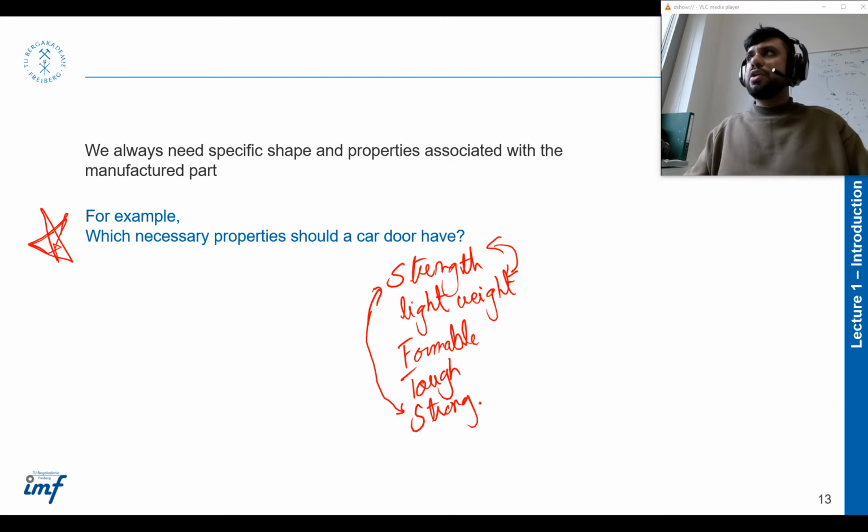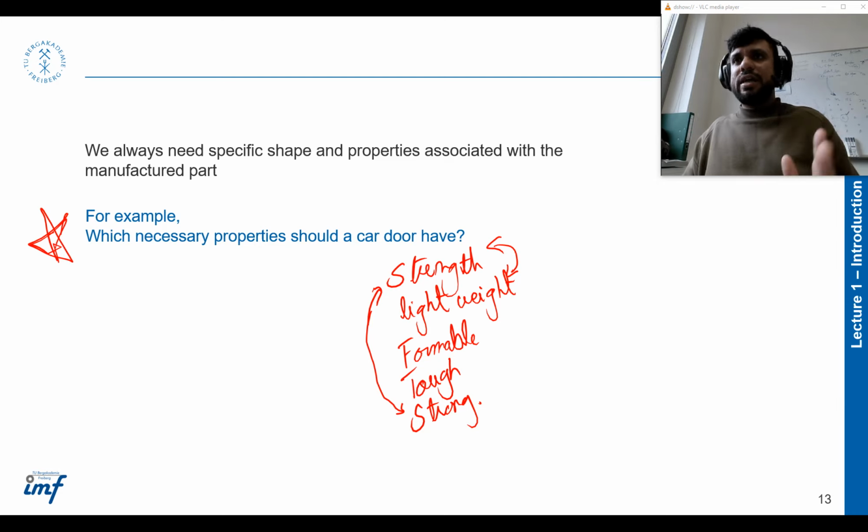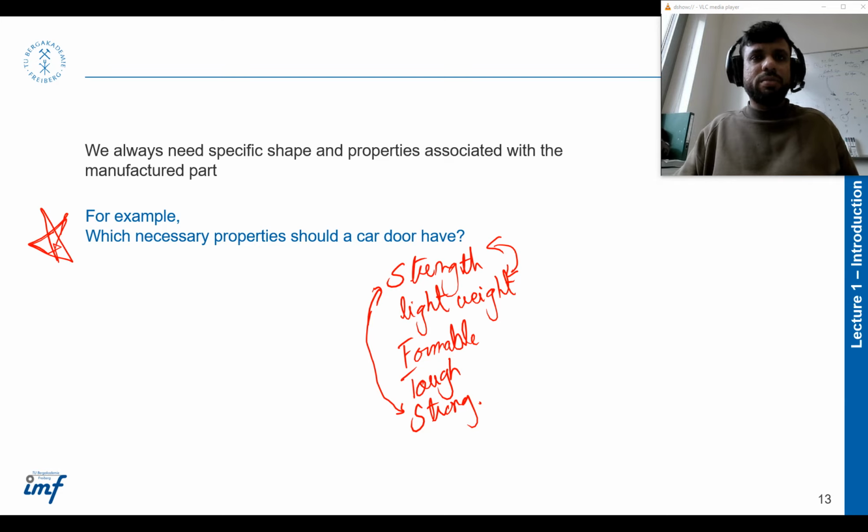So we want it to be lightweight, yet we want it to be strong. Then we want it to be formable, yet we want it to be tough. So there cannot always be a door which has all the desired attributes, but an optimization of where a sweet spot is for our case. So it should be lightweight enough, yet it should be strong enough. Excess of anything can go very wrong, adding a lot of weight to the automobile, or reducing the service life, and so on.